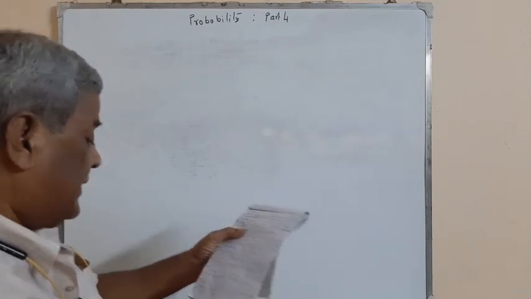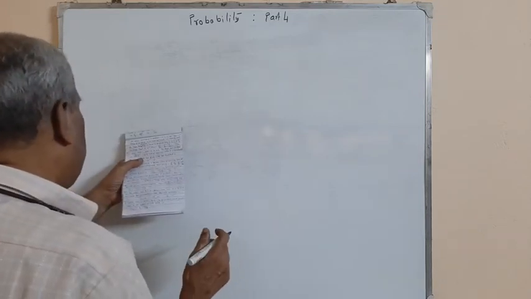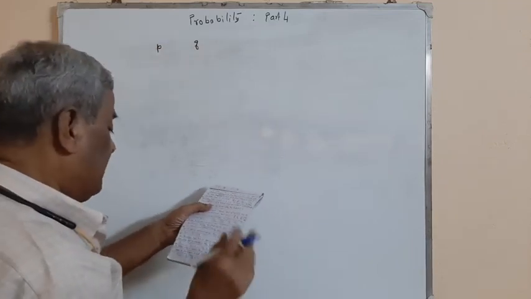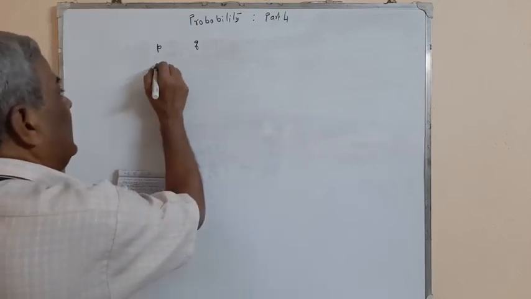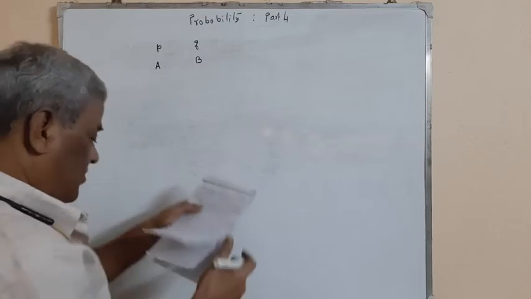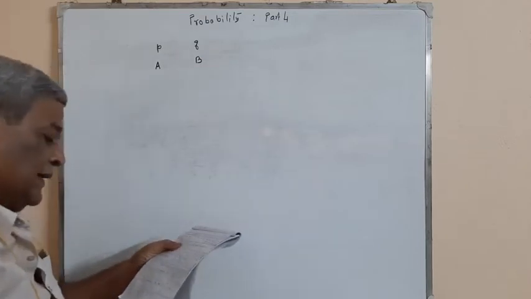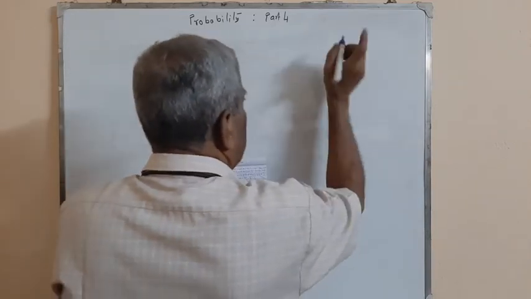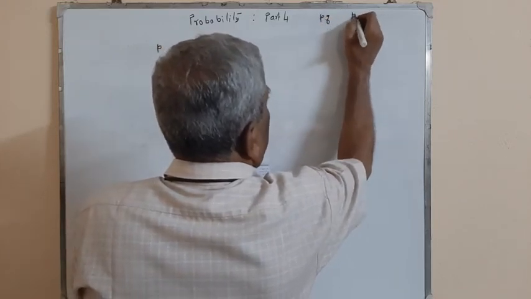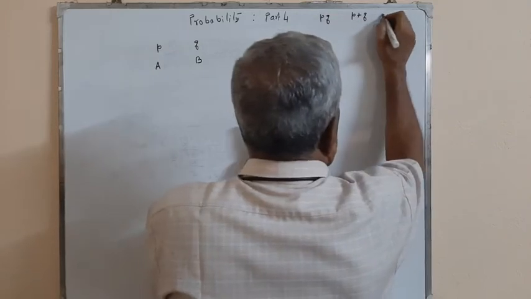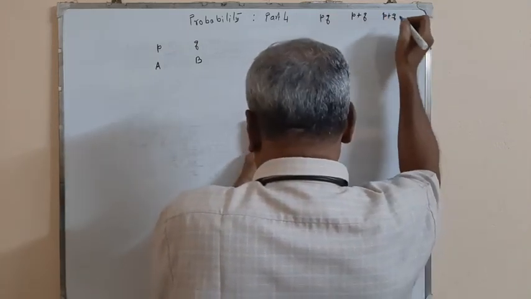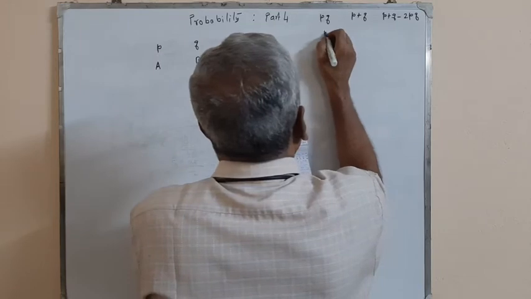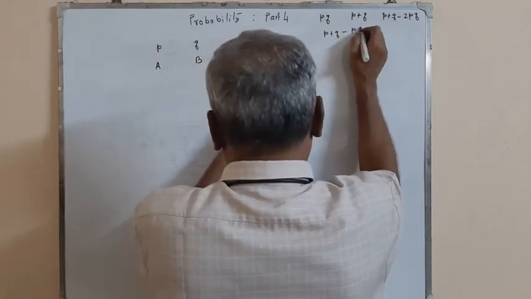The next problem is: let P and Q be respectively the probabilities that a particular problem can be solved by A and by B. Then the probability that the problem can be solved by exactly one of them is, options: PQ, P plus Q, P plus Q minus 2PQ, and P plus Q minus PQ.